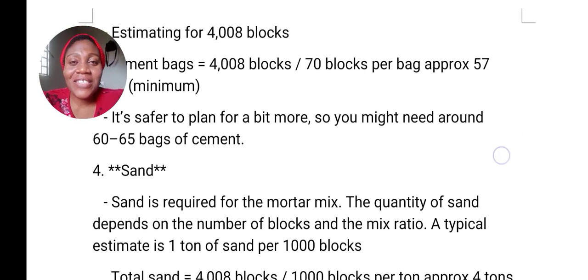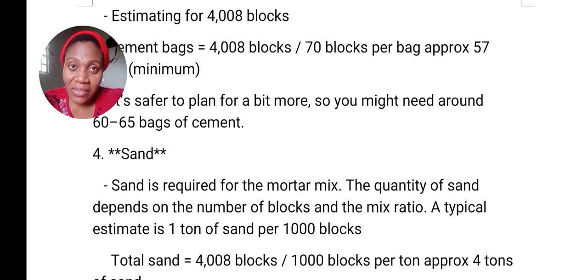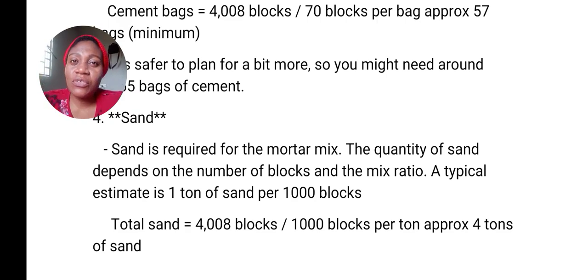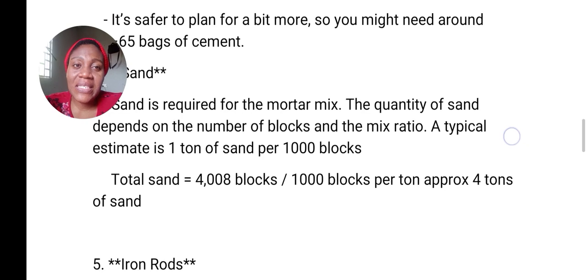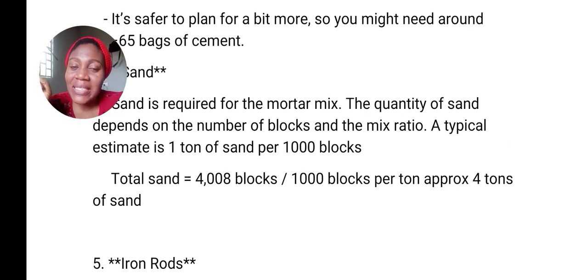So let's go to the next thing we'll be needing, which is sand. Shocking sand here. Sand is required for the mortar mix. That is for the laying of the block. The quantity of sand depends on the number of blocks and the mix ratio. A typical estimate is 1 ton of sand per 1,000 blocks. 1 ton of sand goes for 1,000 blocks. And here we're working with 4,008, almost 4,000. So we'll work with 4 tons of sand. This is for shocking sand.